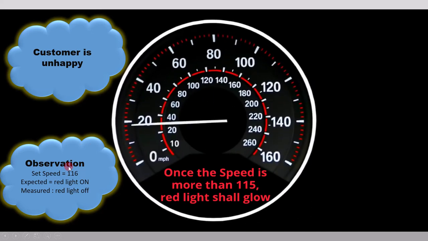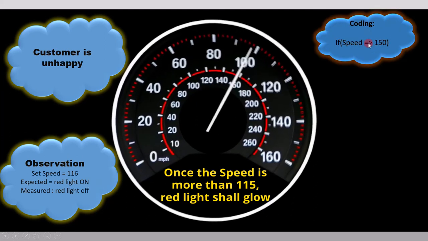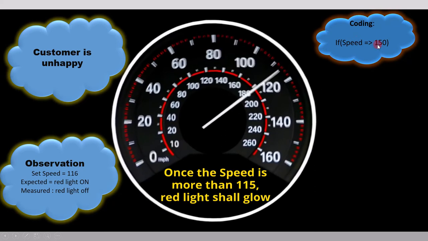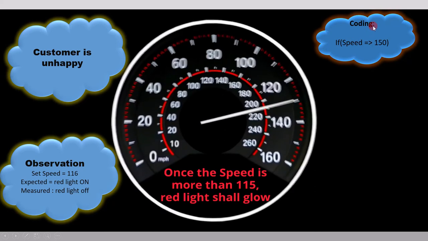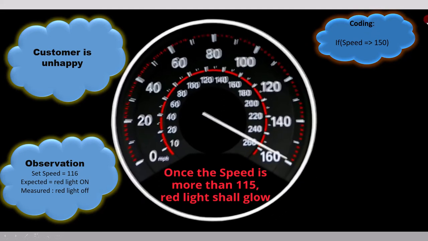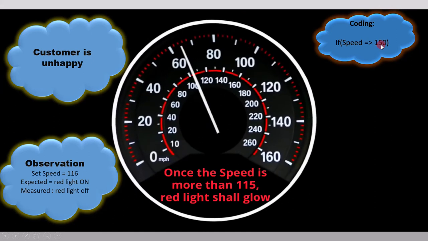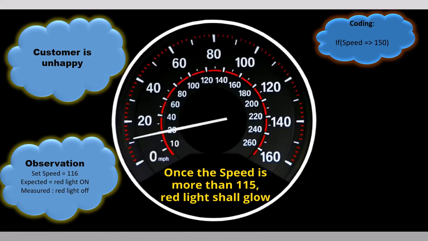Now, to figure out why this is a defect, we have to do a root cause analysis. We are in the testing stage now, but we have to go back a step to the implementation stage or coding stage. Here we find that there is a condition that was implemented incorrectly: if speed is equal to or greater than 150 instead of 115. However, our job is not yet done. Remember, we have to find the earliest condition.